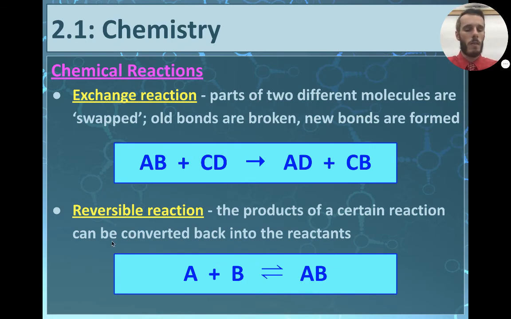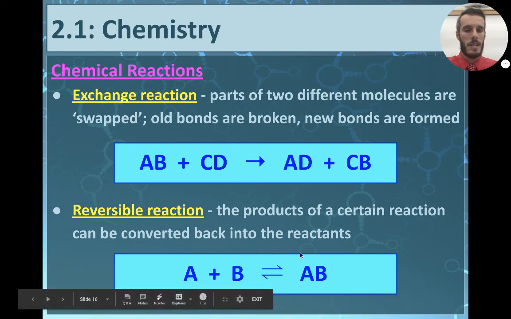And then finally a reversible reaction. You'll notice that there's a double arrow here, which shows us that A and B can combine to give us AB, but AB can also split and give us A and B separately. So it can work both ways.